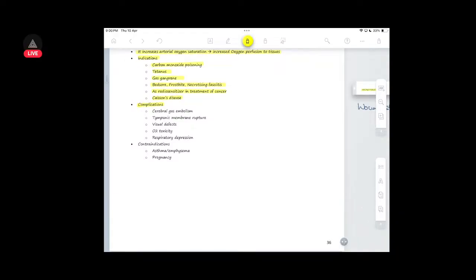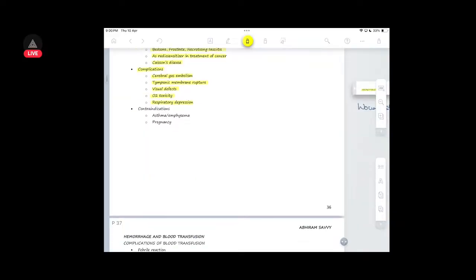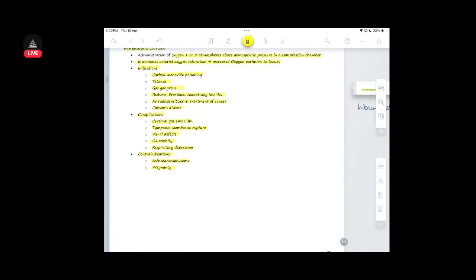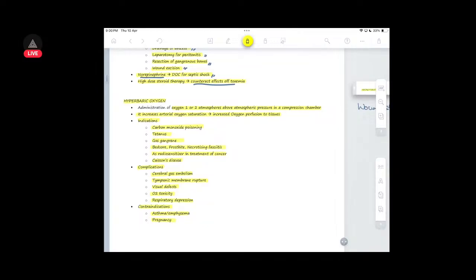So complications: you have cerebral gas embolism, tympanic membrane rupture, visual defects, oxygen toxicity, and respiratory depression. Contraindications are seen in asthma, emphysema, and pregnancy. You should not give it in asthma and pregnancy. Cerebral gas embolism and tympanic membrane rupture, that's why it's not given in pregnancy.